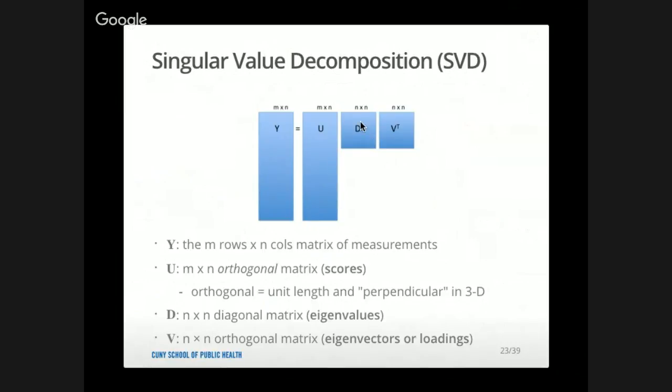D is this n by n, so number of samples by number of samples, diagonal matrix. It only has elements along the diagonal. And these diagonal elements are the eigenvalues, to use language from matrix algebra. And then V is another orthogonal matrix, this one n by n, so 189 by 189 in our example. And these are the so-called eigenvectors, or, when we get into the language of principal components analysis, the loadings.